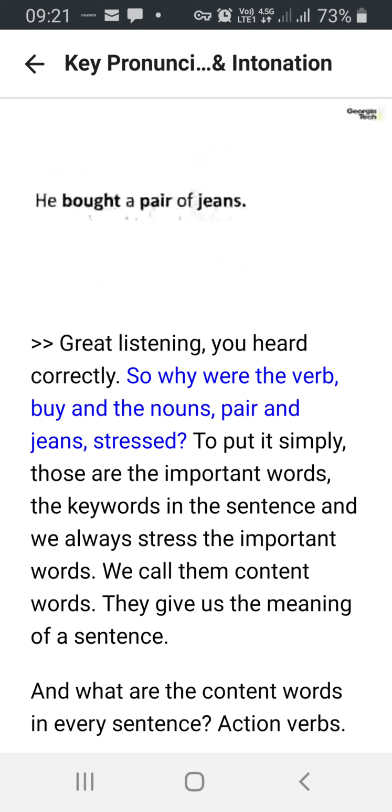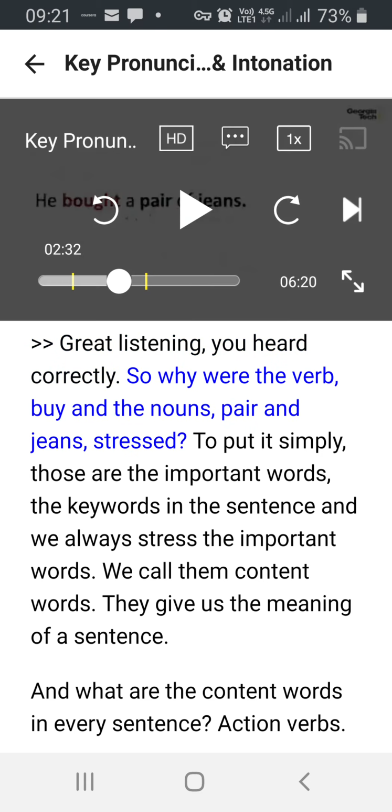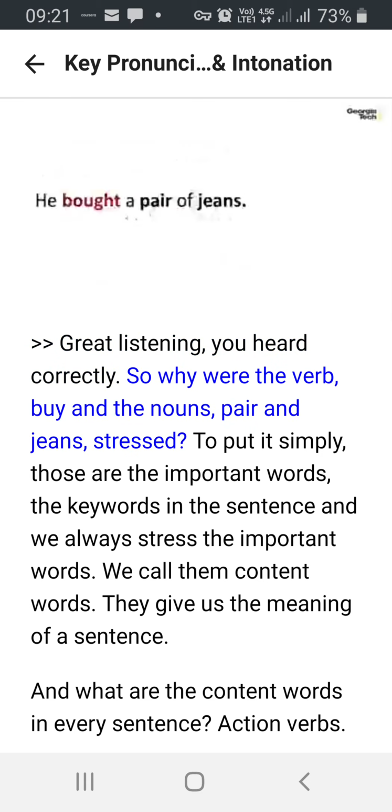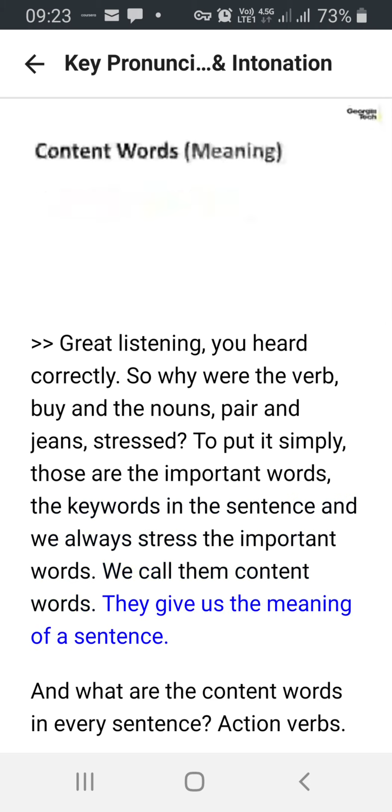So, why were the verb buy and the nouns pair and jeans stressed? To put it simply, those are the important words. The key words in the sentence, and we always stress the important words. We call them content words. They give us the meaning of a sentence. And what are the content words in every sentence?